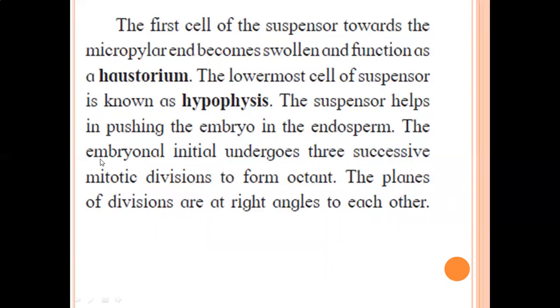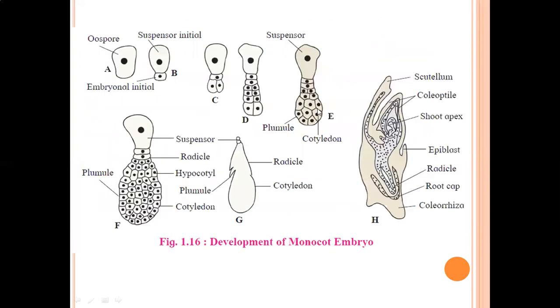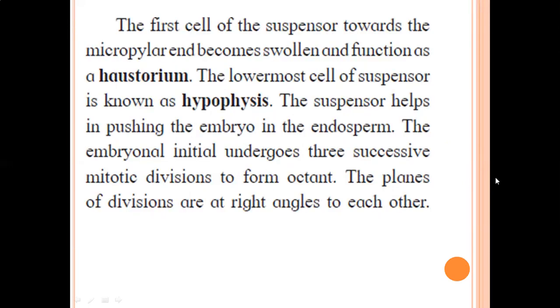So suspensor helps in pushing the embryo in the endosperm. The embryonal initial undergoes 3 successive mitotic divisions to form an octant stage. What is octant stage? See, this is the octant stage. 8 cells. 1, 2, 3, 4, 5, 6, 7, 8, 9, 10. So when 8 to 10 cells are there, the embryonal initial undergoes successive mitotic divisions to form octant. The planes of divisions are at right angles to each other. They are at right angle to each other.